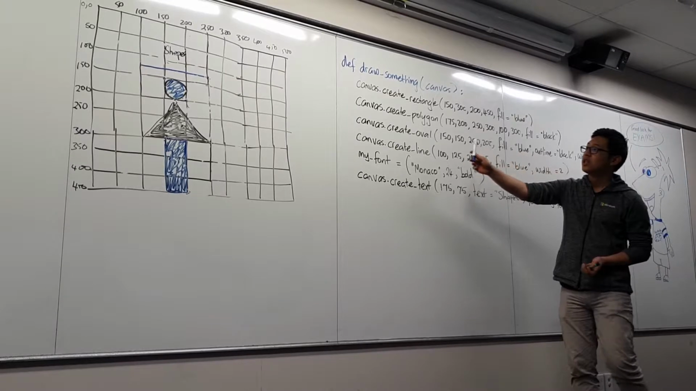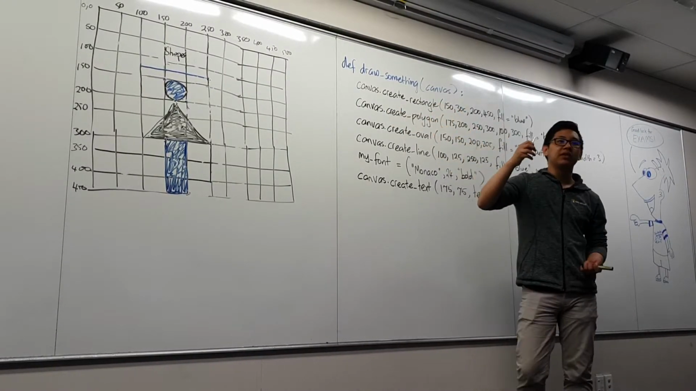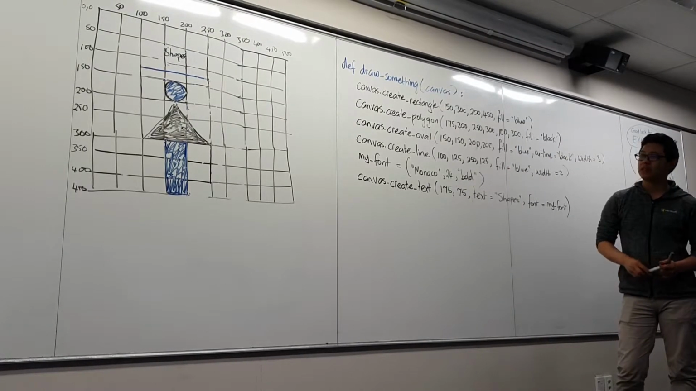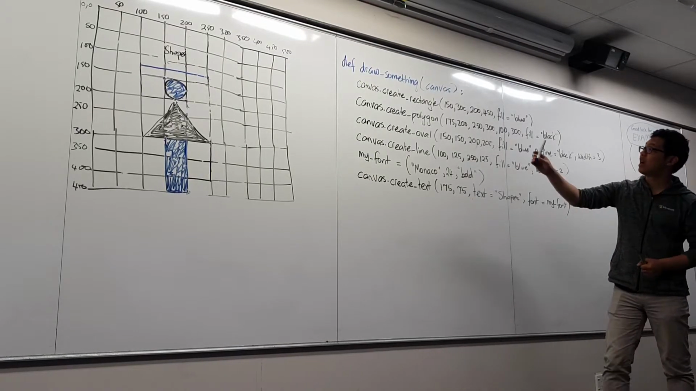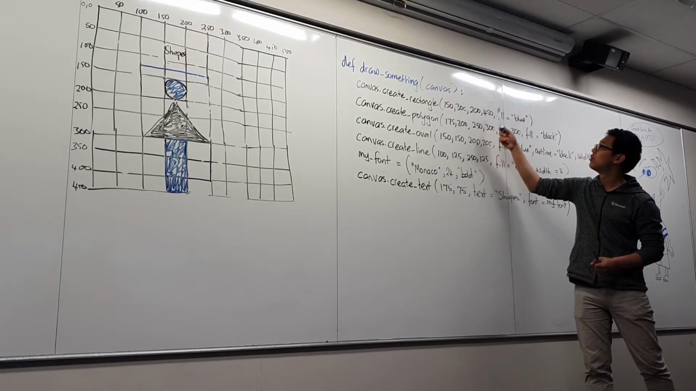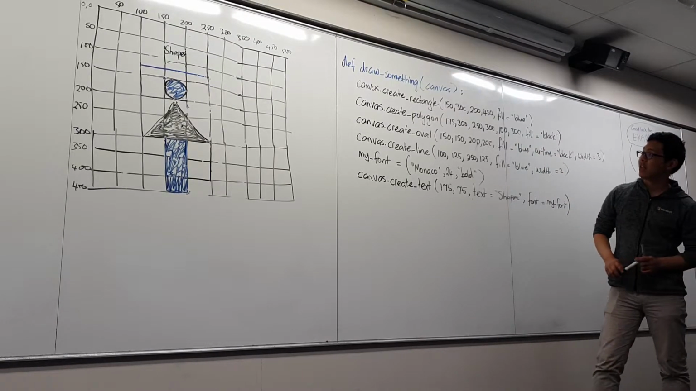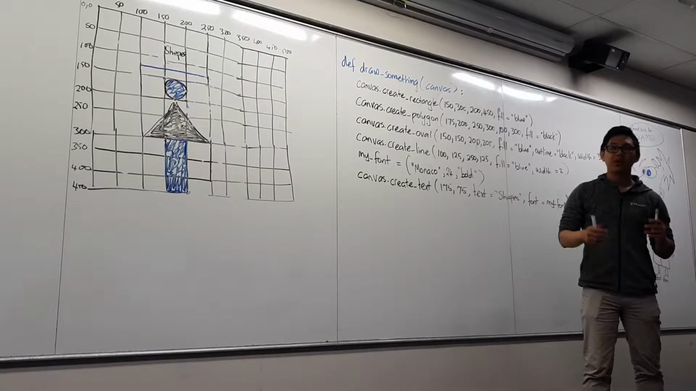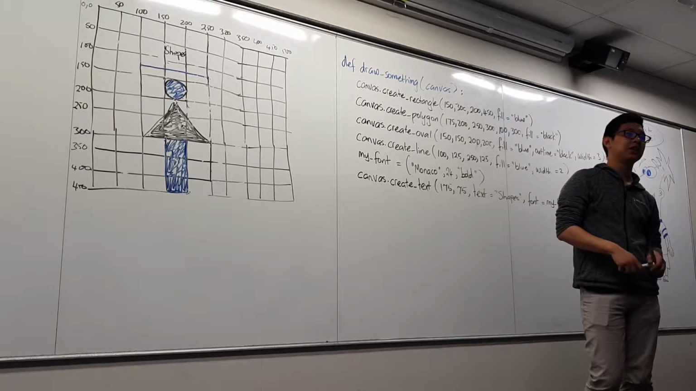canvas.createRectangle. This is the canvas object that we passed through here, and I'm going to use a method called createRectangle. You can guess it creates a rectangle. And then in the parameters, I've got 1, 2, 3, 4, 5 parameters. The first 4 parameters are 4 integers. Can anyone tell me what they think the first 4 integers are for?